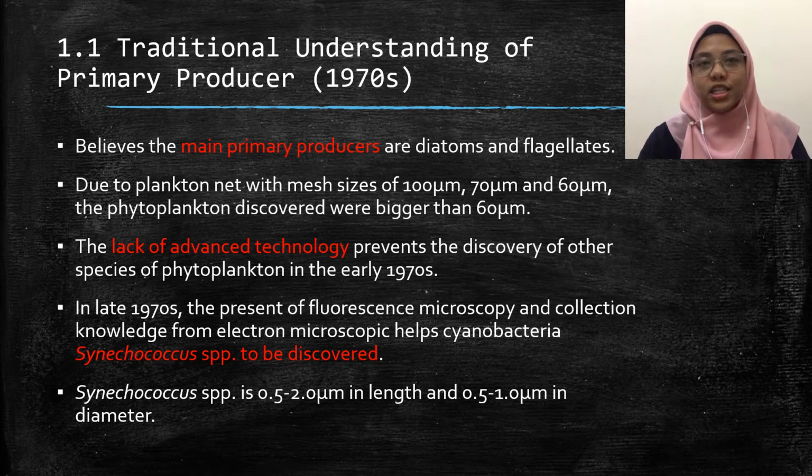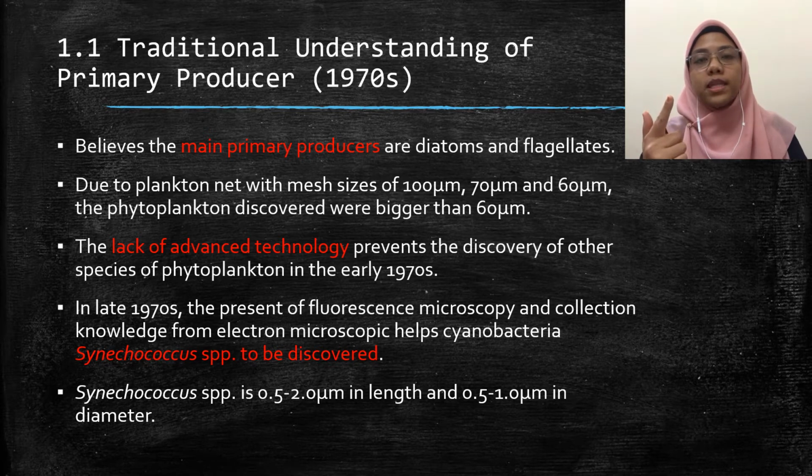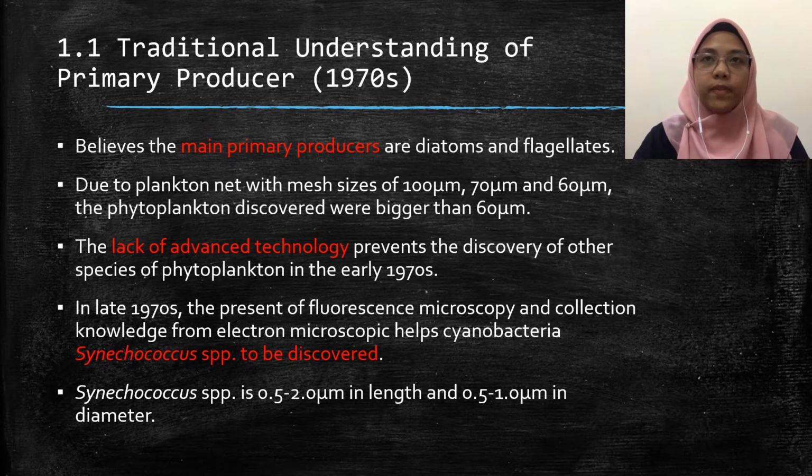1.1, traditional understandings of primary producers in the 1970s. In the 1970s, they still believed that the main primary producers are diatoms and flagellates. This is because the lack of advanced instruments prevented them from discovering phytoplankton smaller than 60 micrometers. In the 1970s, they only had plankton nets with mesh sizes of 100 micrometers, 70 micrometers, and 60 micrometers.